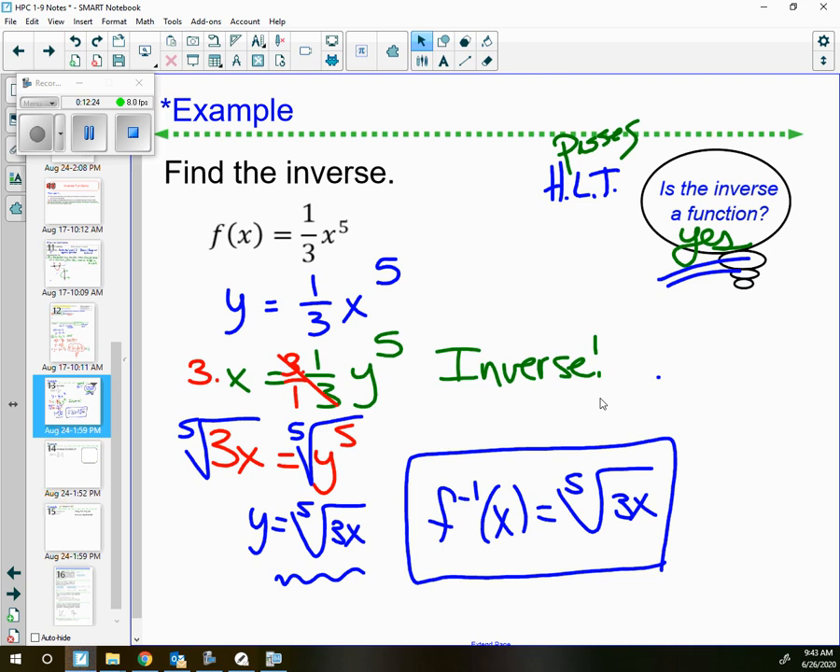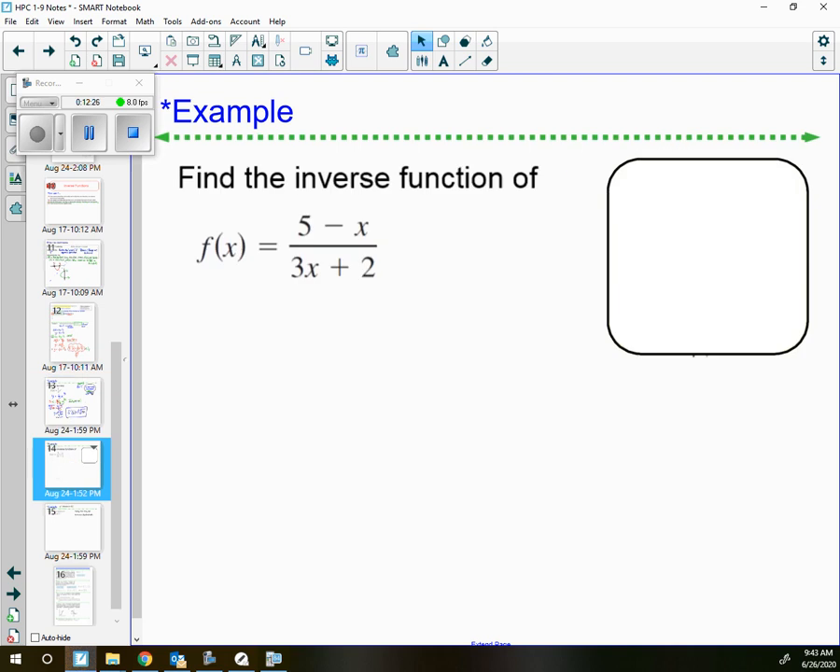All right, let's take a look at another one. So we're practicing this algebraic approach. So we're going to find the inverse function of this. Oh my goodness. I want you to take a moment, pause the video, type this into your graphing calculator to see what the original function looks like.